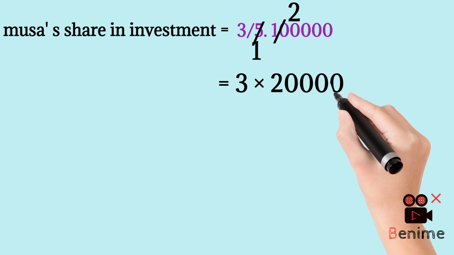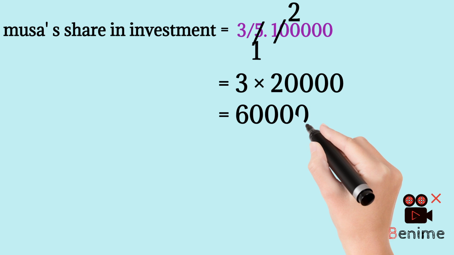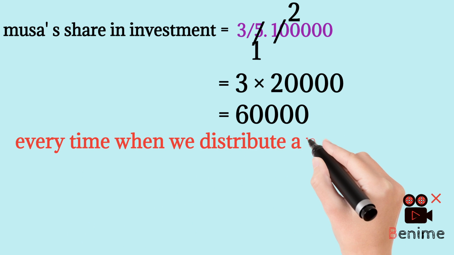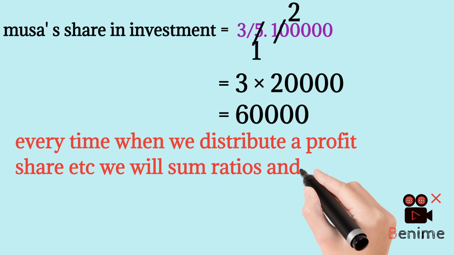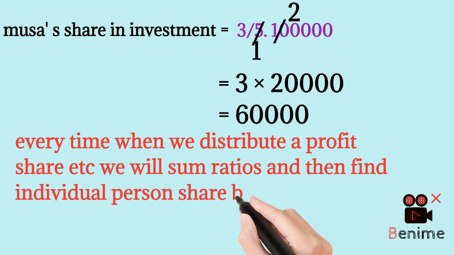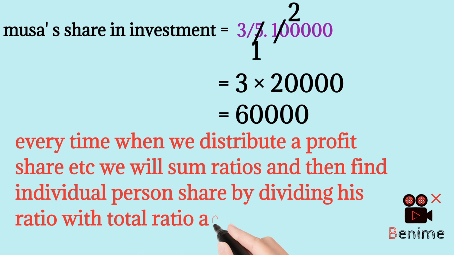Every time we distribute anything among partners, we do two steps. One step is to find the sum of ratios, and the second step is putting the individual partner's ratio in an equation where the total ratio divides it to give the answer.